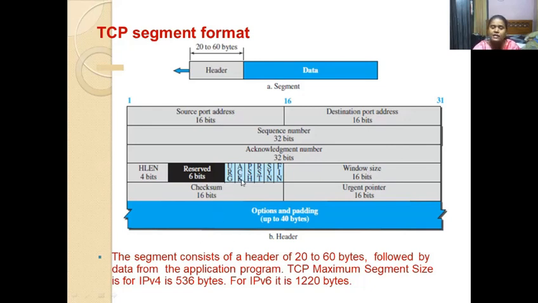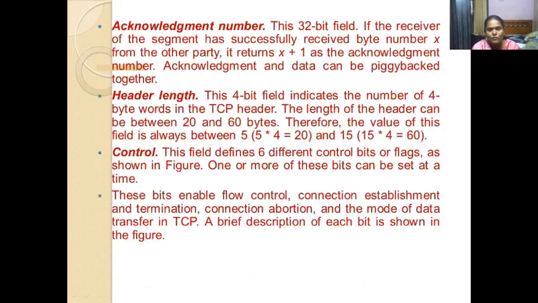And next one is the checksum field. The checksum field is meant for error detection. As we said earlier, TCP is meant for reliable service. So this checksum ensures that the data which has been received is error free, so that particular data can be accepted. And the urgent pointer, I've already explained. And the last one is options and padding. If there are some bytes left free, they can be padded with 0. So this is all about the TCP segment format.